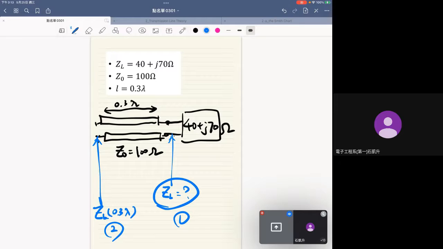Hong Xiuwen, you need to give me the answer. What is the new input impedance? I didn't see a number. No, this is the impedance for 1, right? What is the impedance for 2? Okay.